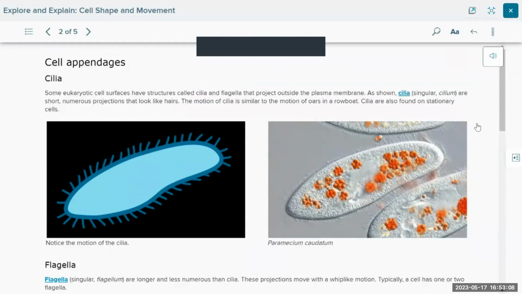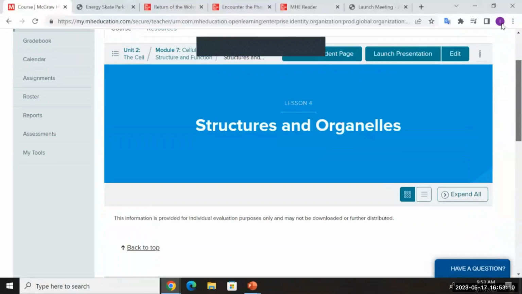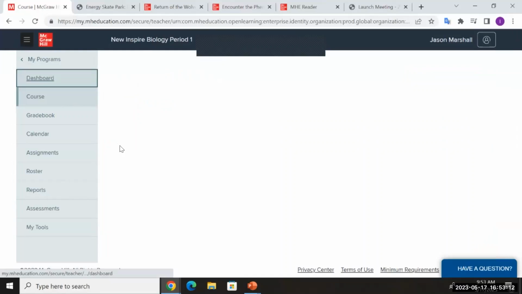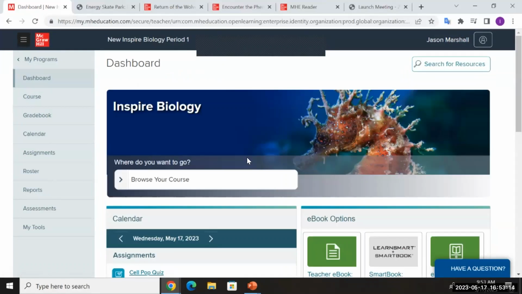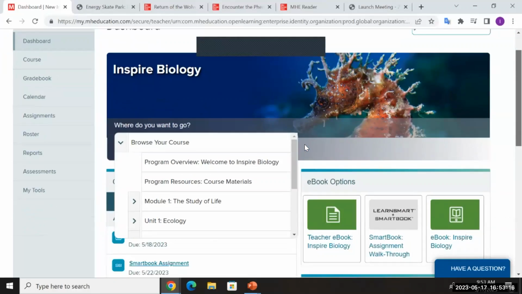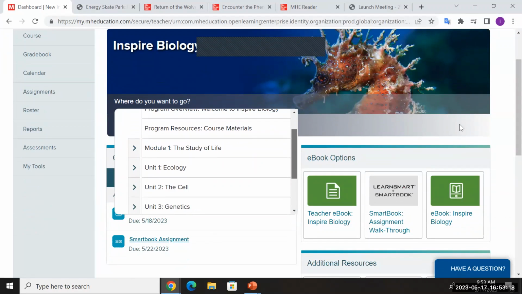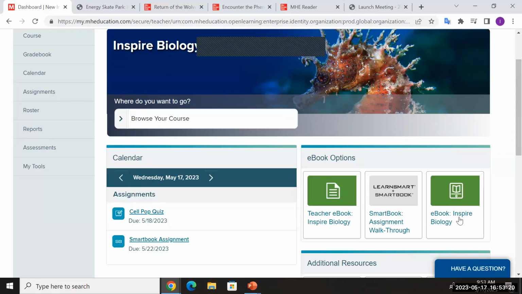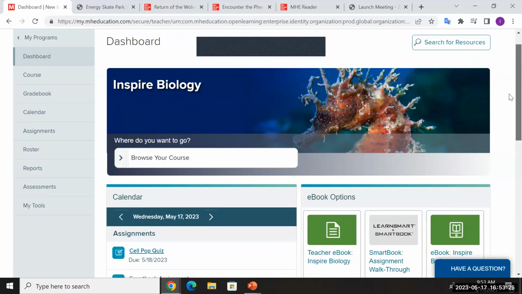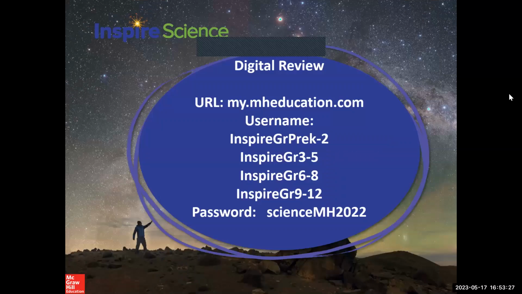And so go to the course view, or from the dashboard screen, go to the course pull-down menu, choose where you want to explore, and then choose that module and lesson. If you're just interested in looking at the ebook, here it is, and here the teacher's book is right here. So those are the digital review username and passwords.